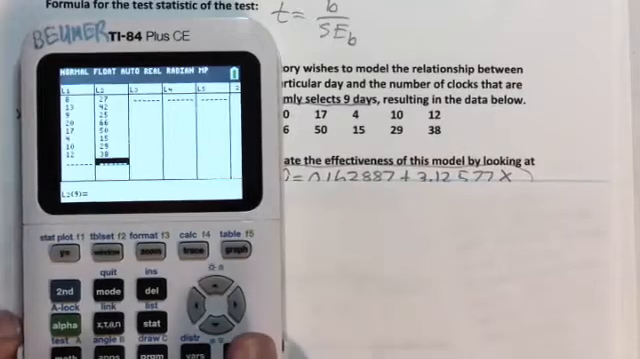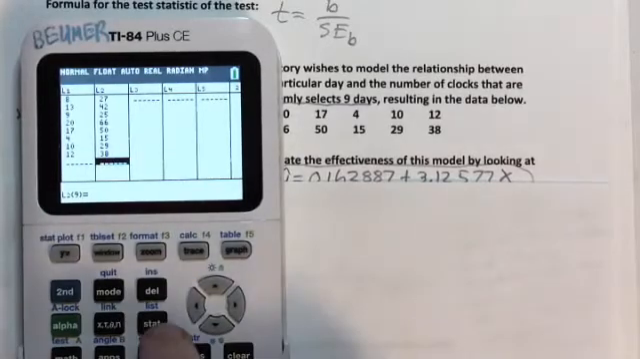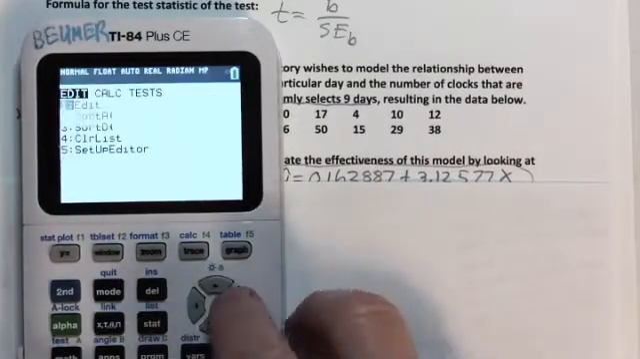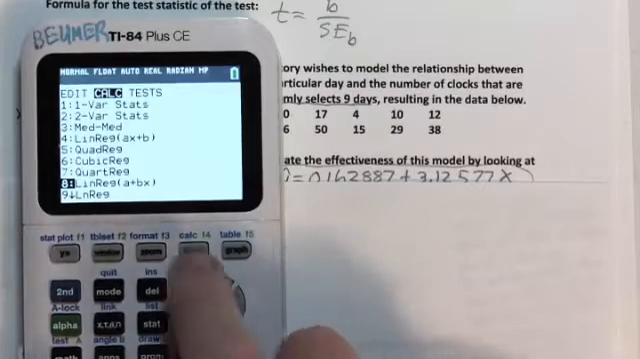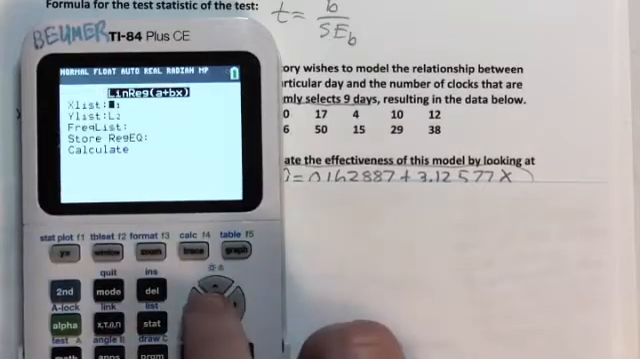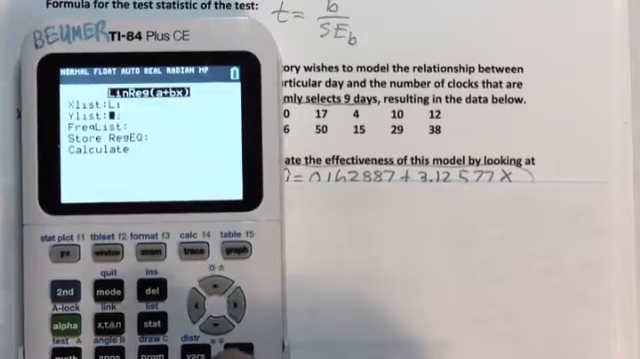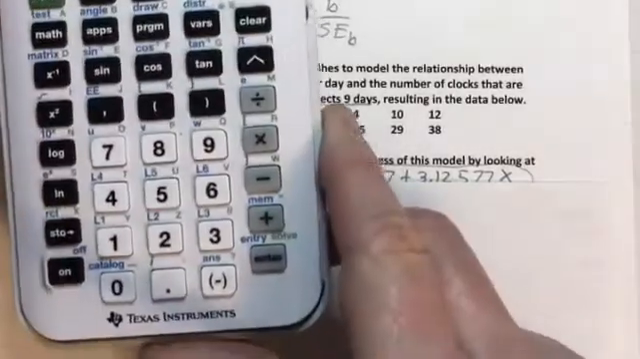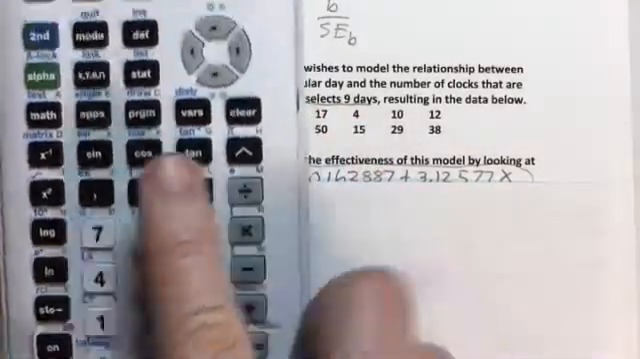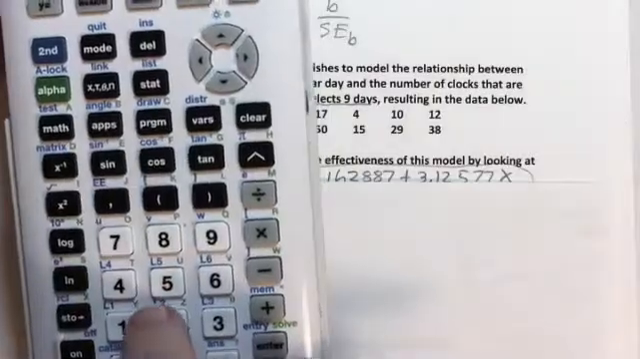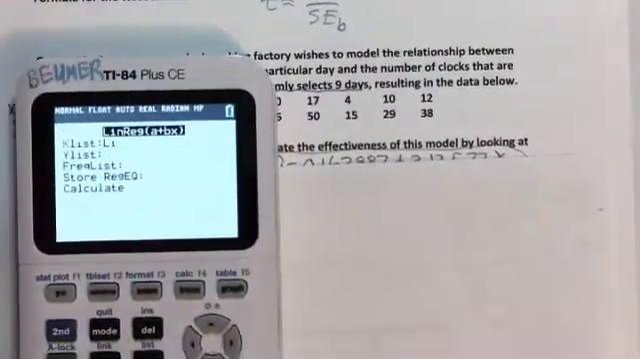Okay, and so let's come up with the equation of our least squares regression line. The way you do that: stat, calculate, number 8, linear regression A plus BX. You hit enter, list 1 and list 2. Let's pretend it didn't say list 2 there. List 2 is above the 2 button, right? So you would just hit second and 2 to make list 2 go there. So second and 2.